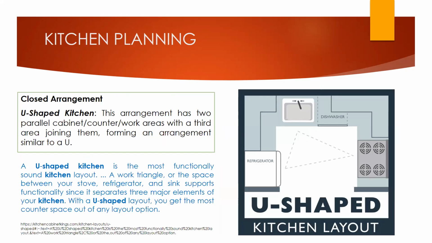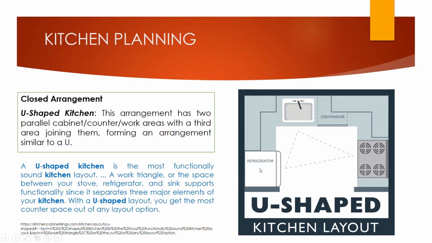I see a lot of U-shape in the US. U-shaped kitchen. This arrangement has two parallel cabinet, counter and work areas with a third area joining them, forming an arrangement similar to a U, as you can see here. So a U-shaped kitchen is the most functionally sound kitchen layout. A work triangle, or the space between your stove, refrigerator, and sink, supports functionality, since it separates three major elements of your kitchen. Which are these three major elements?